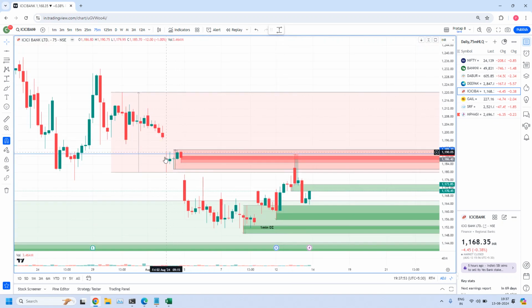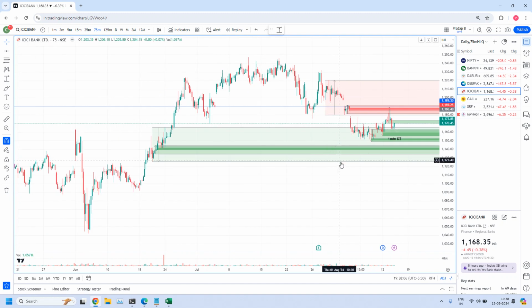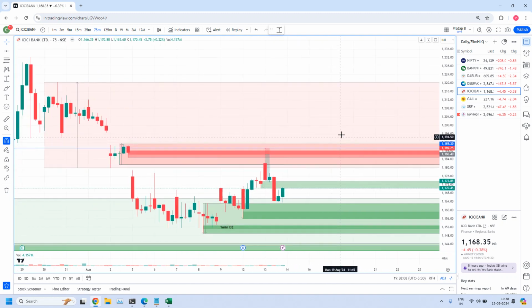So here we have a drop candle with hidden body. After that you have 1, 2, 3, 4 base candles and again a drop candle as a leg out. This is the 75 minute zone. But when it comes to demand zone, we have multiple 75 minute zones.